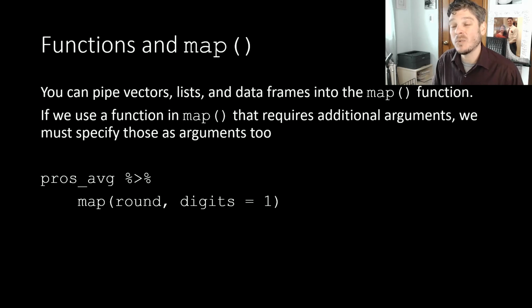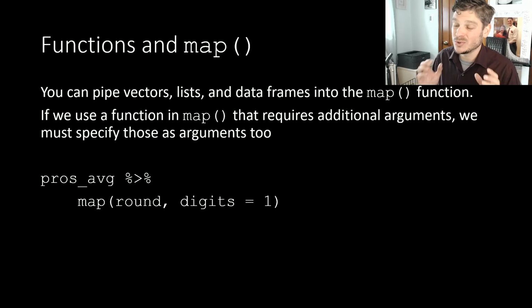And if I want to specify the arguments that would typically be in my round function, I actually do that separately in the map function. So again, it's kind of a lot, but we're passing it to the round function. I want to round, and I want to round to 1 digit. Typically that would be an argument inside the round function, where we would say digits equals 1. The default is no digits, so we round to the nearest whole number, but now I want to round to 1 decimal place.